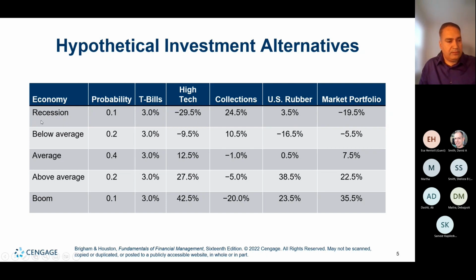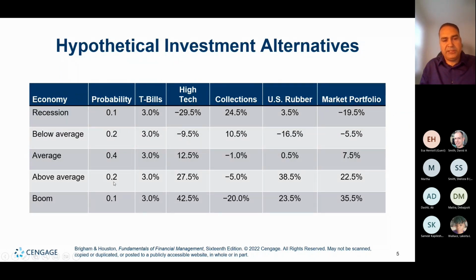We expect the economy to be either in recession, below average, average, above average, or boom. These are the different scenarios for the economy. And in the second column, we have the probability of that scenario. Like, we can expect a recession, but the probability of recession is only 10%. 0.1 means 10%. Below average is 20%, average is 40%. So that means the highest probability for the economy is average.